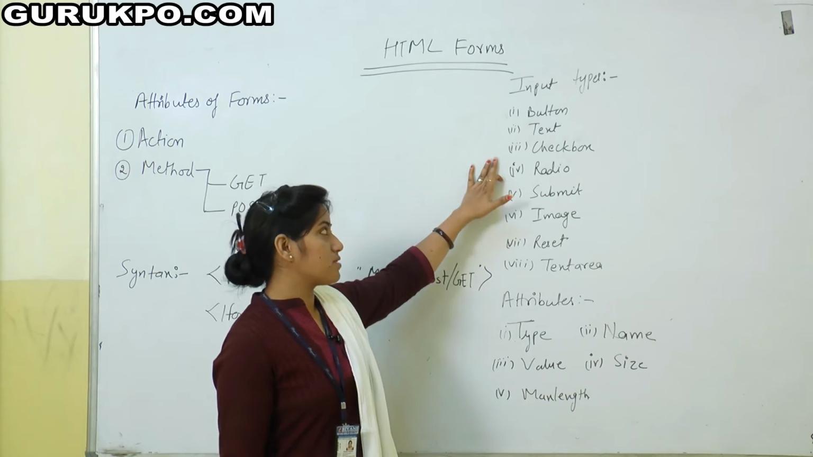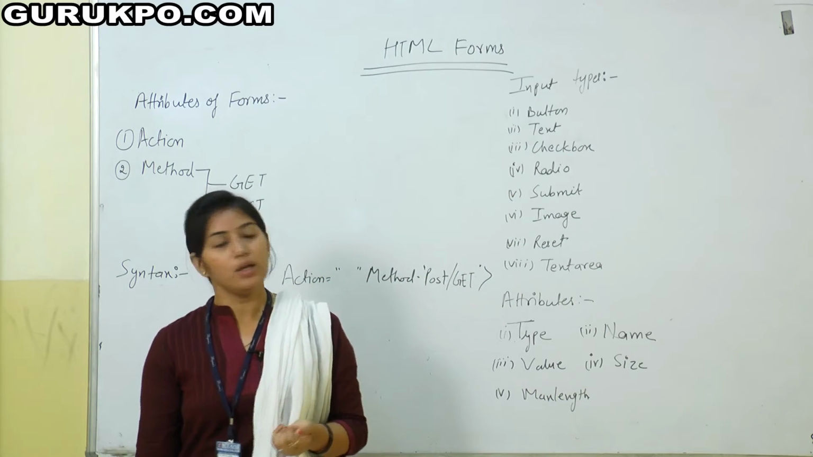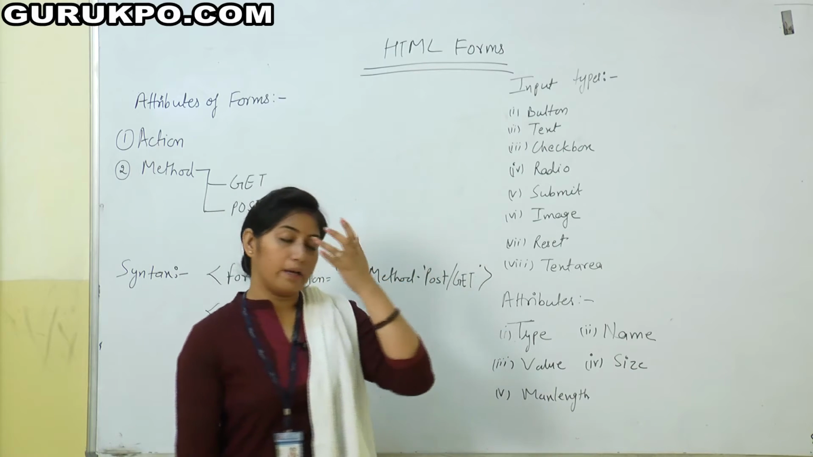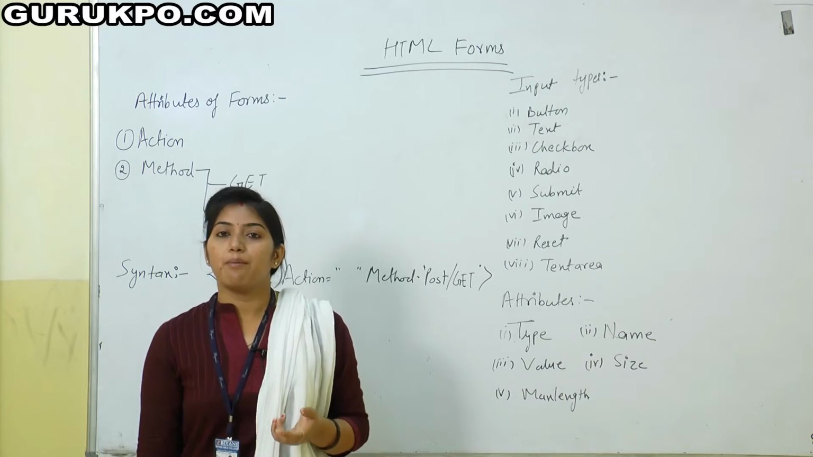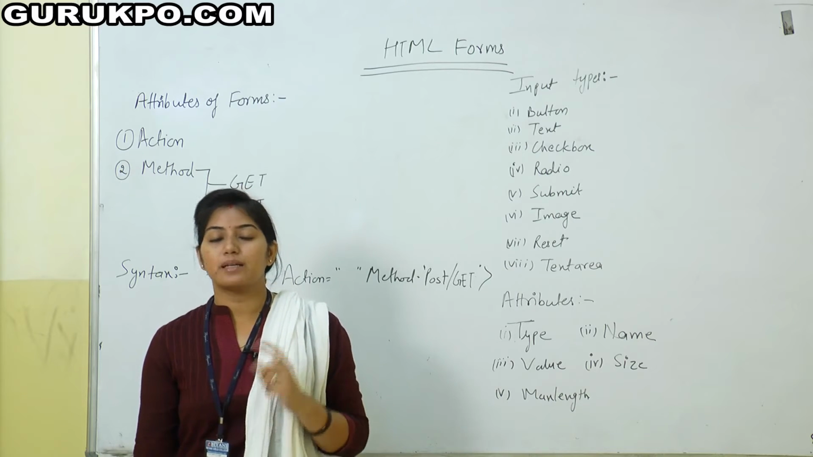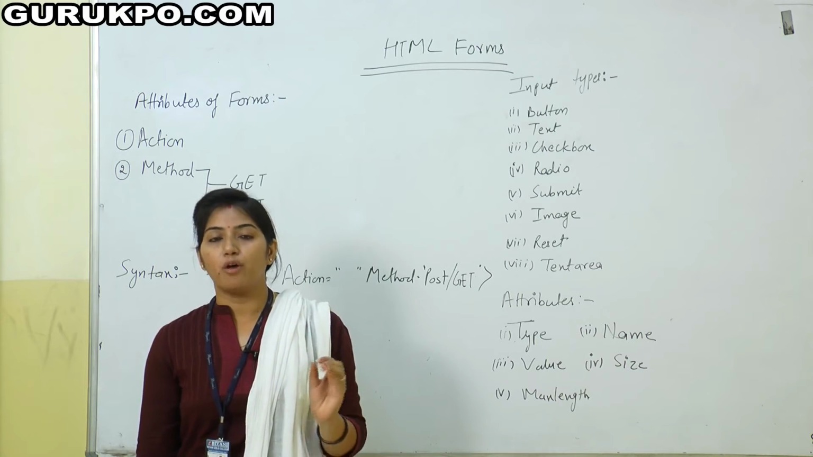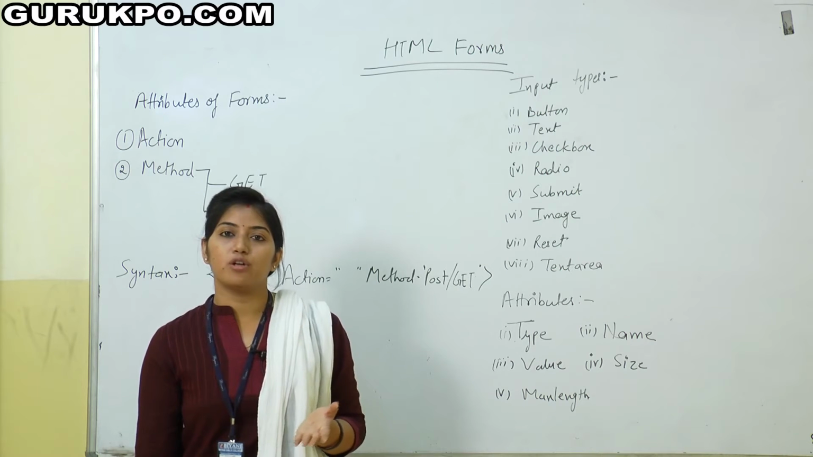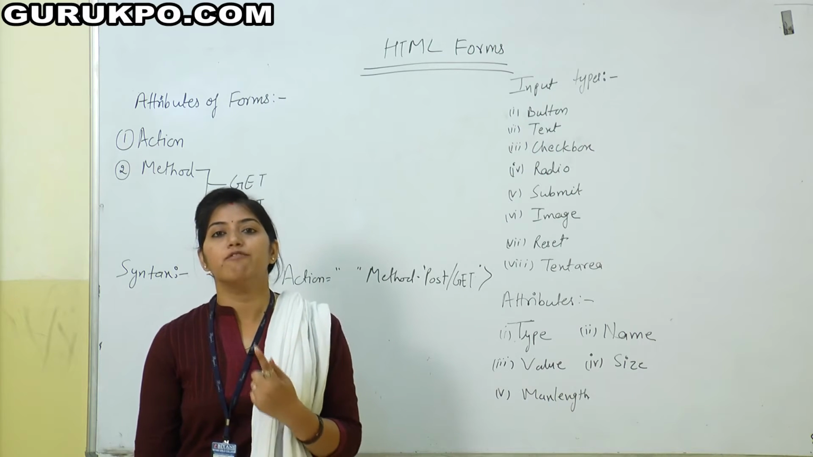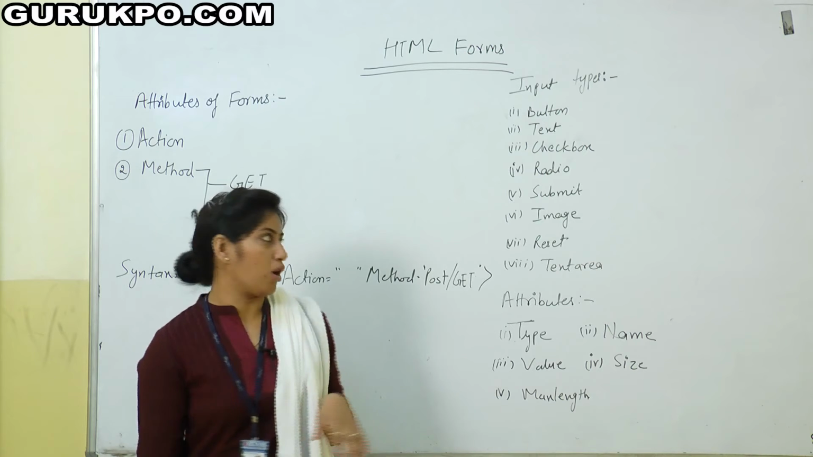Then next one is checkbox, in which multiple values can be selected by the user. Radio button is also like checkbox, but in checkbox we can select multiple values, but in radio button we can select only one from the different types of value. For example, if we want to select gender, we can select only one, male or female. There is no option for selecting both options.